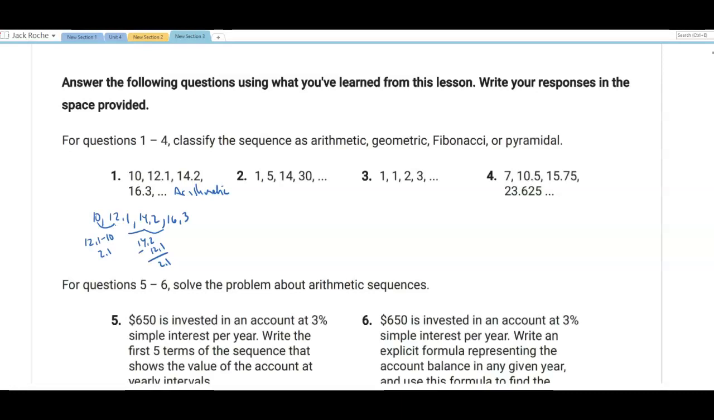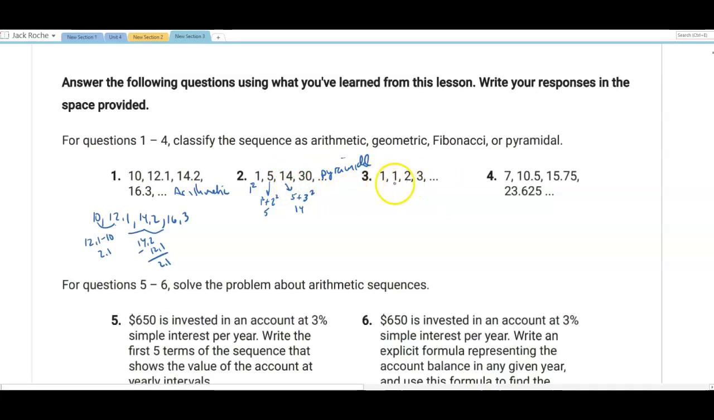So if I say this is 1 squared, this is 1 squared plus 2 squared, which gives me 5. This is going to be 5 plus 3 squared, which is 9, or plus 9, which is 14. Therefore, this is pyramidal. Remember, pyramidal is when you can add all these squares, and it gives you the next term.